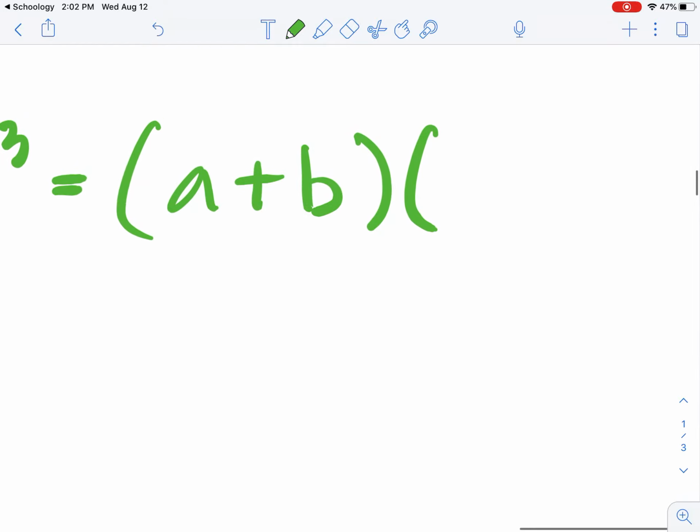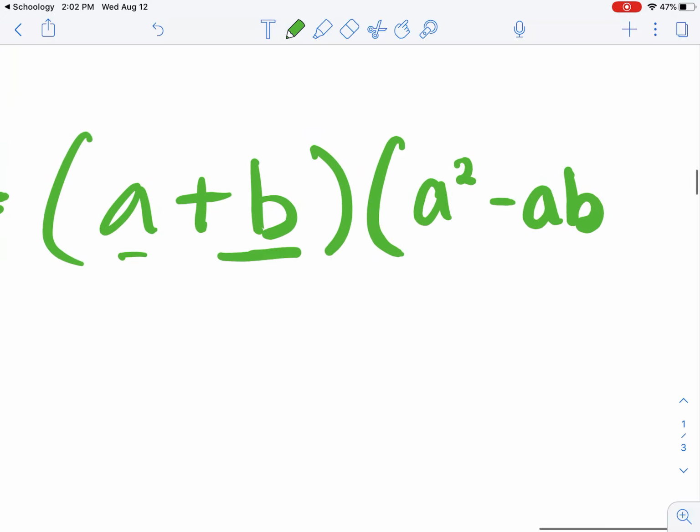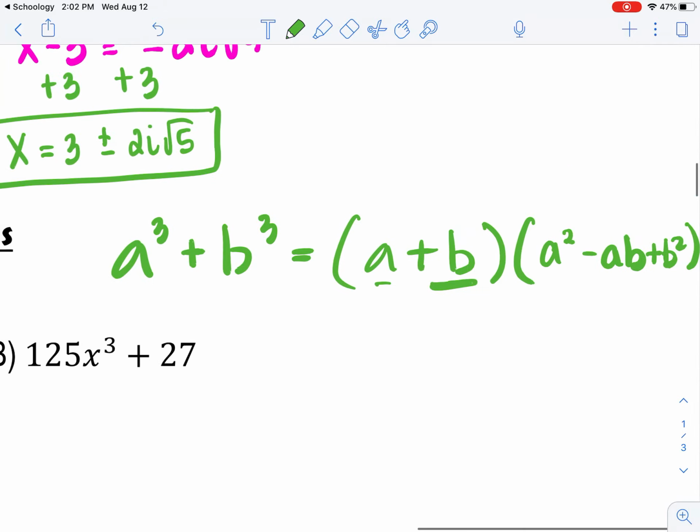Then you are going to, look at this right here, you're going to square the first term. That's the first term right there, so that's a squared. Take the opposite of this sign, which is minus. Then you're going to take the product of these two things. a times b is ab. And then you're going to square the last term. This is the last term right here, so plus b squared. And this is what it factors to, okay? So keep in mind if it was a minus b cubed instead, you would still copy the base. This would become a minus b.